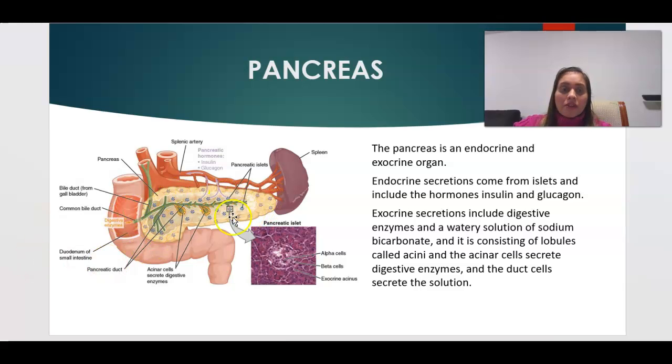Now let's move to the pancreas. Here's the picture of a pancreas, which is an endocrine and exocrine organ. Endocrine secretions come from the islets and include the hormones insulin and glucagon. Exocrine secretions include digestive enzymes and a watery solution of sodium bicarbonate, and the exocrine pancreas consists of lobules called acini. Acini cells secrete digestive enzymes and the duct cells secrete the solution.